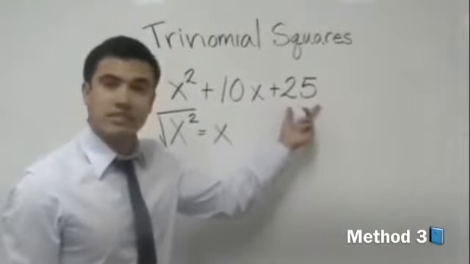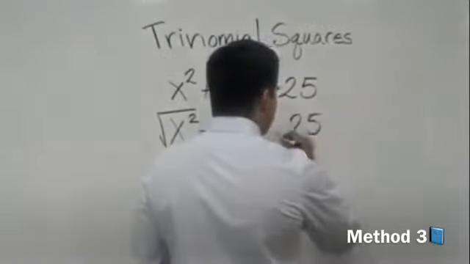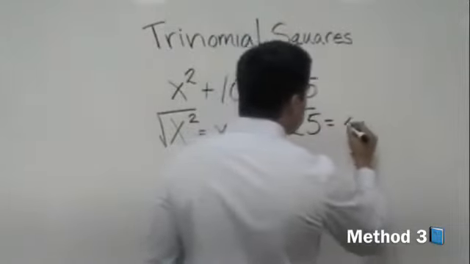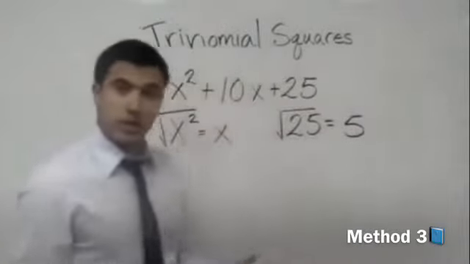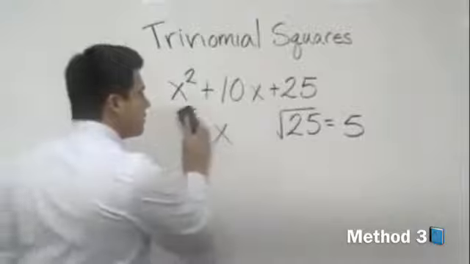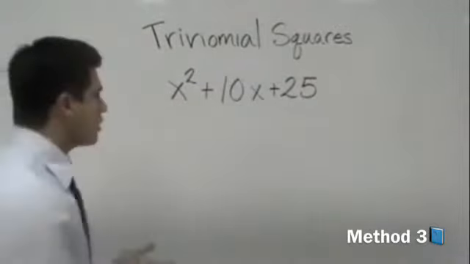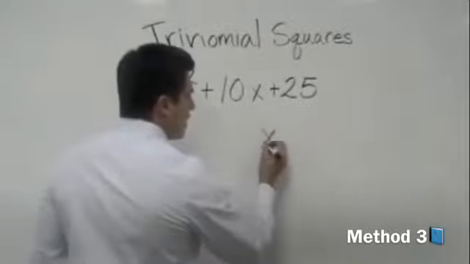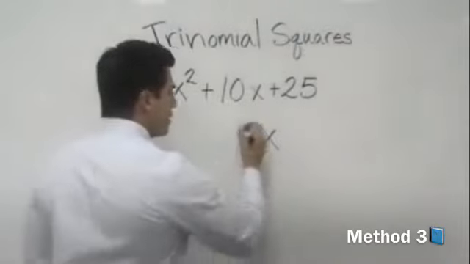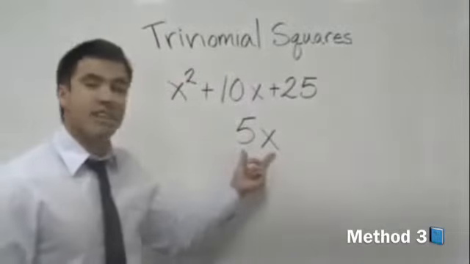So we have to check to see if 25 is a perfect square. So if we take the square root of 25, that equals 5, which means it's a perfect square. Good. Okay, so we know that these two are perfect squares. Let me go ahead and erase this. And we know that the square root of x squared is x, and the square root of 25 is 5. So if we multiplied them together, we would get 5x.